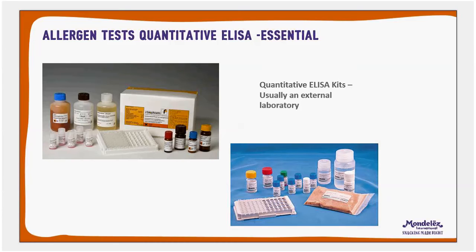So the results that you'll get from a quantitative ELISA will either be reported as not detected at the limit of quantification, so less than the limit of quantification. Or you might get a number where an amount of allergen has been detected between the limit of quantification and the top standard for the test. Or the other scenario is there is more allergen detected than is present in the top standard. So you'll get a greater than the top standard result. Those are the three typical scenarios that you get from a quantitative ELISA test.